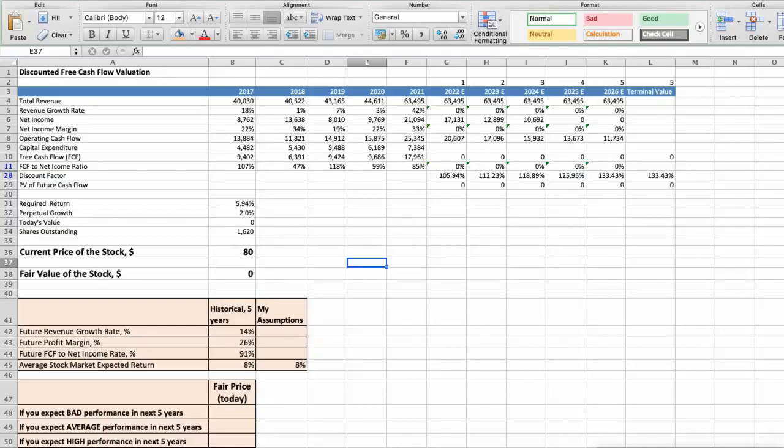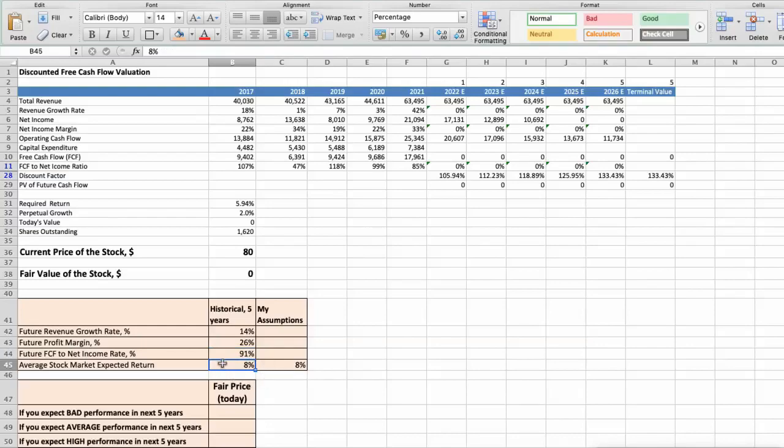This spreadsheet contains some financial data that we will use for the stock valuation. We see that the average revenue growth rate of the stock has been around 14% per year, for last 5 years. We see that the average profit margin of the stock has been around 26% per year, for last 5 years. Also we see that the average free cash flow to net income rate of the stock has been around 91% per year, for last 5 years. And we expect 8% per year average stock market return.